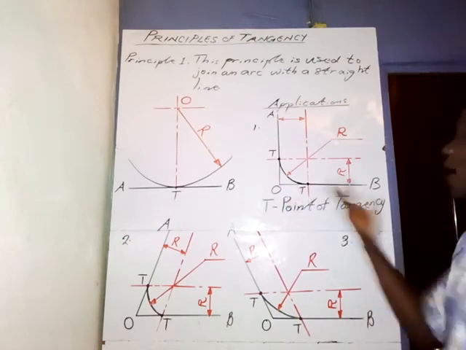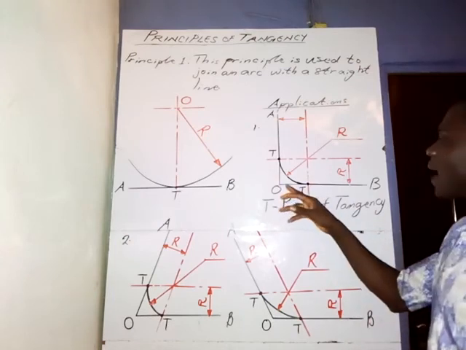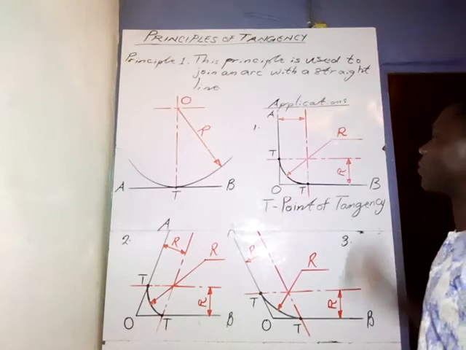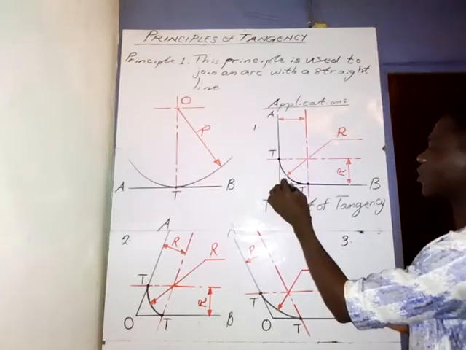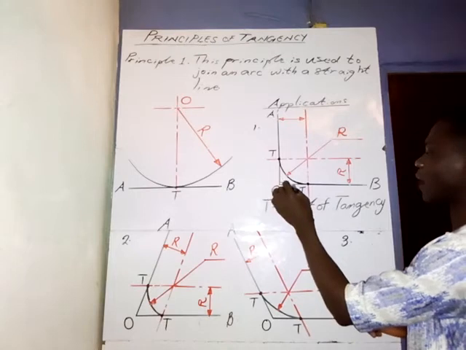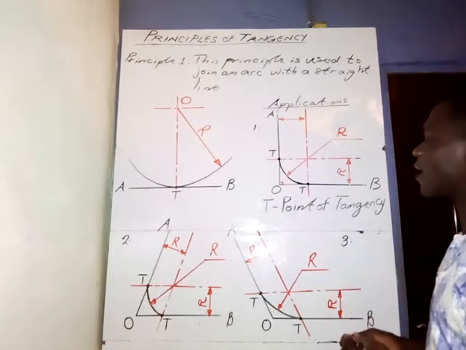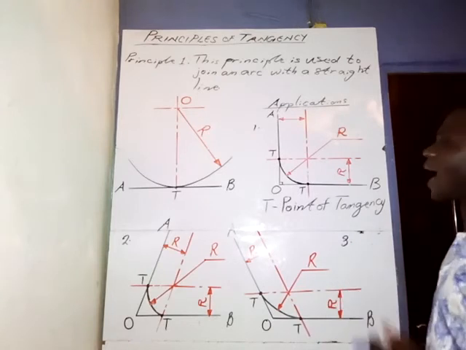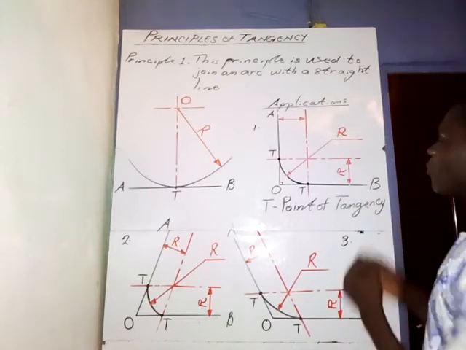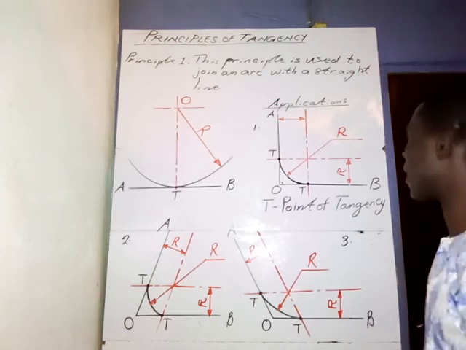Here we have two lines, line OA and line OB. They are at right angle to each other. The angle here is a right angle, 90 degrees. We want to join them together with the use of an arc. So how can we get this done?